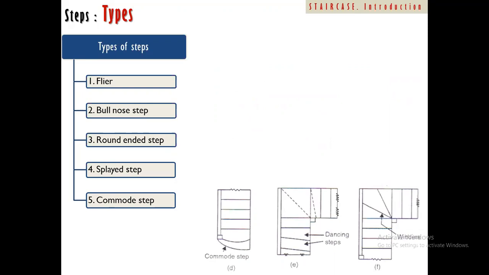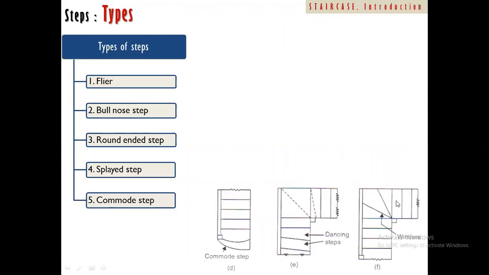Then the commode step. These are basically related to aesthetics or to usability. According to this function, one must provide that or come up with the idea of different types of steps. So this is a commode step. It is again a little bit rounded, with a longer run. And then the dancing step, as an aesthetic part, or to create some kind of fun. But generally we don't provide such steps in a residential building.